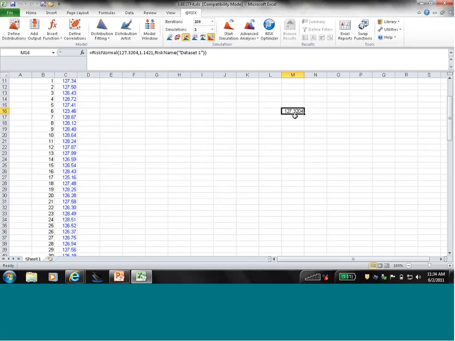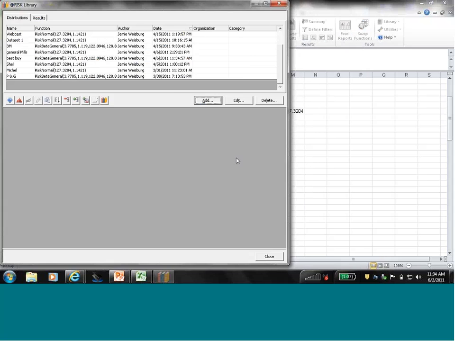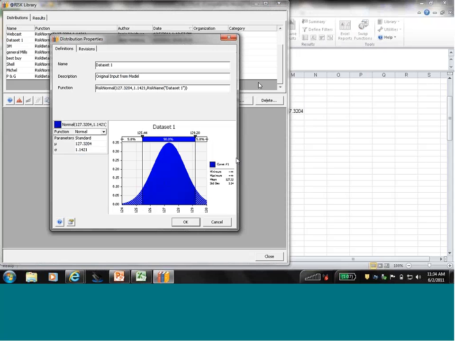We can go one step further with that and actually add this distribution now to our at-risk library. So we're going to take this distribution, add it to the library, and what we can then do is pull it up later for use or to share across our organization. We'll call this today, Thursday.